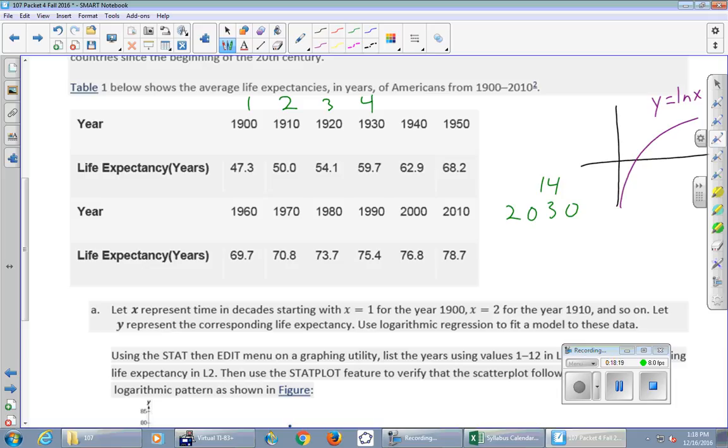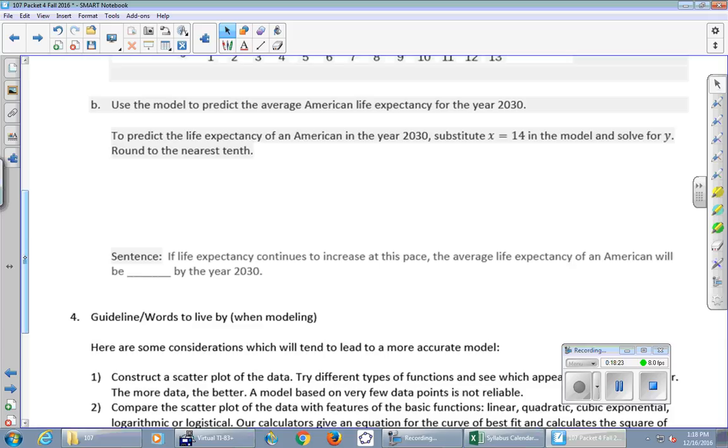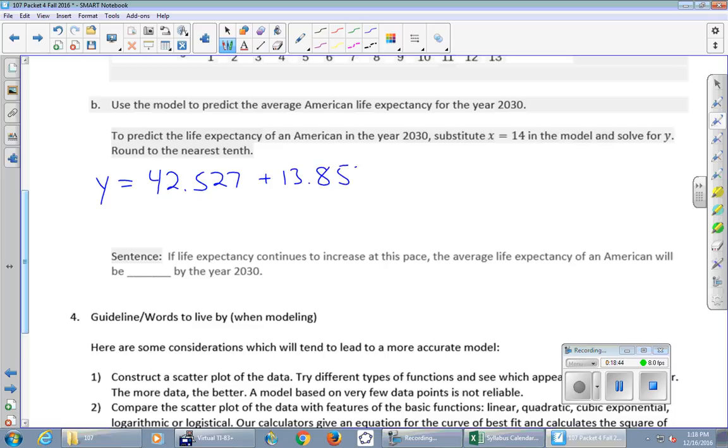Okay, so apparently 14 is the number we're looking for. So let's plug 14 in. Can somebody read to me some of the equation from the previous page? Y equals what? Okay. So ln of x, and then the only change we're doing here is ln of 14.